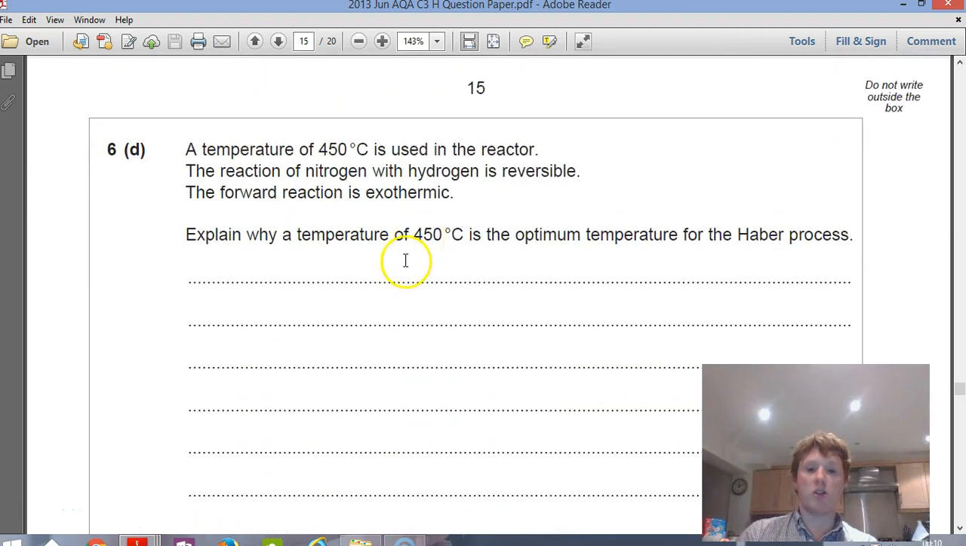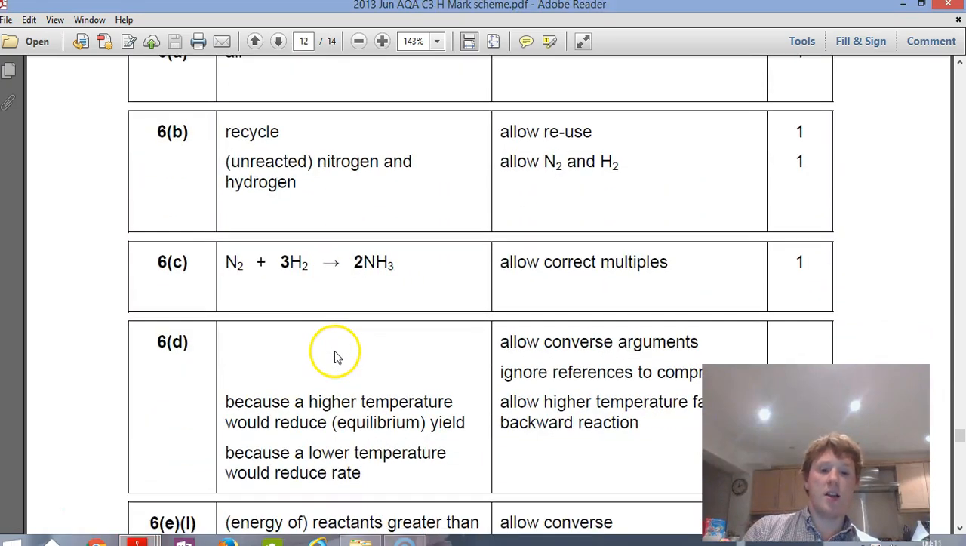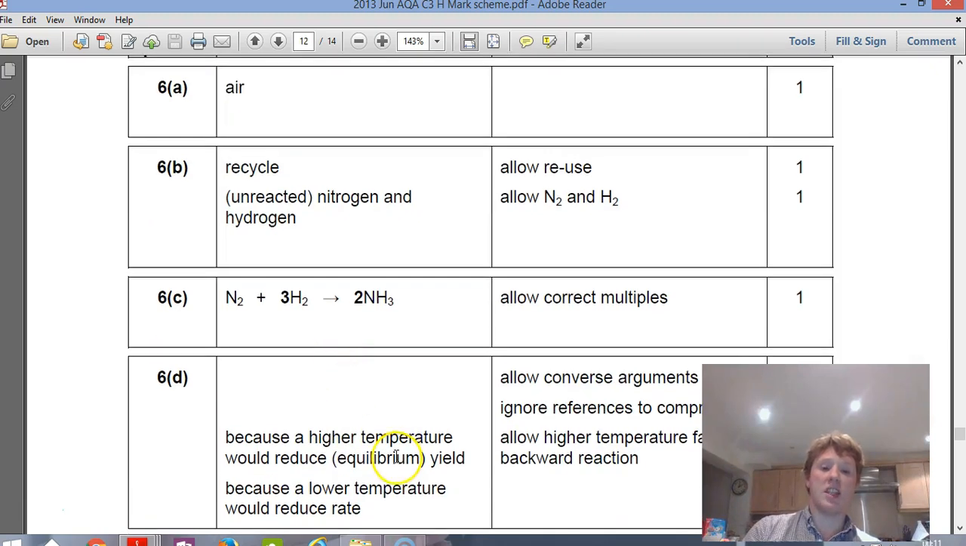So it's 2 marks, 450 degrees. The forward reaction is exothermic. Why is it the optimum temperature? 2 marks. Go. Right. A higher temperature would reduce the yield and a lower temperature would reduce the rate.